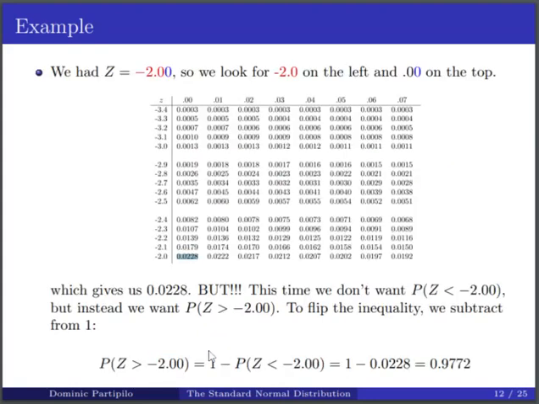So when we do that, we'll get 1, which was the area of the entire curve, minus the probability that z was less than -2, which was that little white tail on the left that we just looked up on the table, and we're going to get 0.9772. So in other words, the probability that the light bulb lasts longer than 700 hours is going to be 0.9772, or there's a 97.72% chance that the light bulb lasts longer than 700 hours.